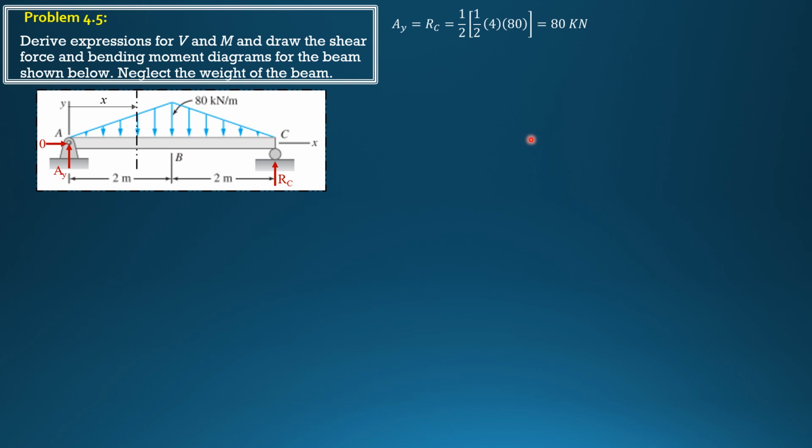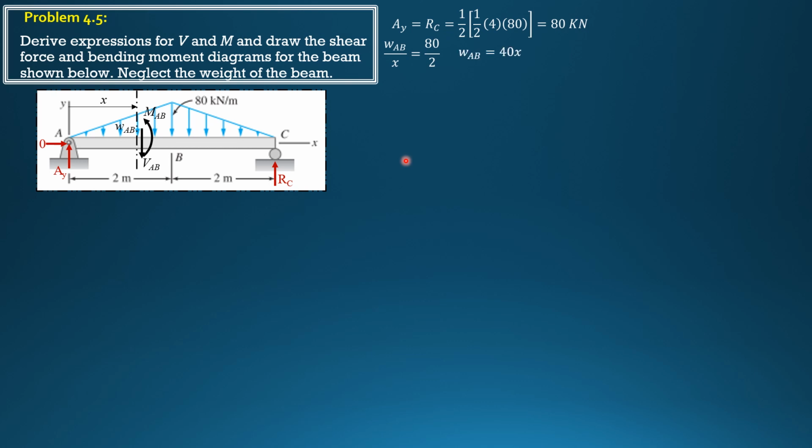So let's have that first section, and this is X. Let's call this WAB. This is the positive shear, and positive moment is counterclockwise as shown. And let's call that WAB. So WAB as to X equals 80 as to 2. Therefore, W sub AB is 40X.